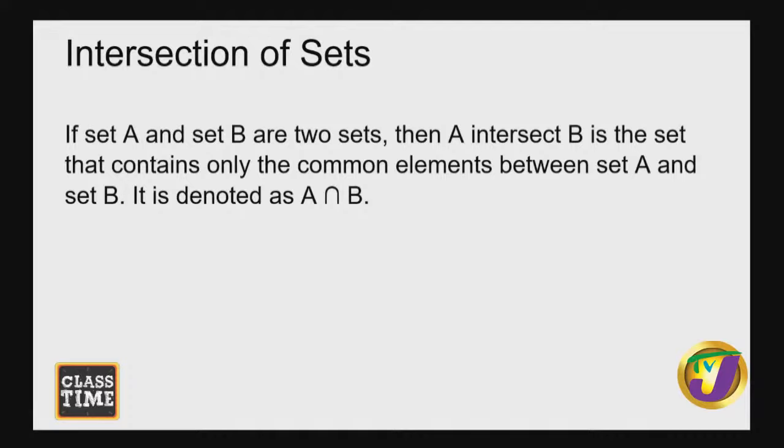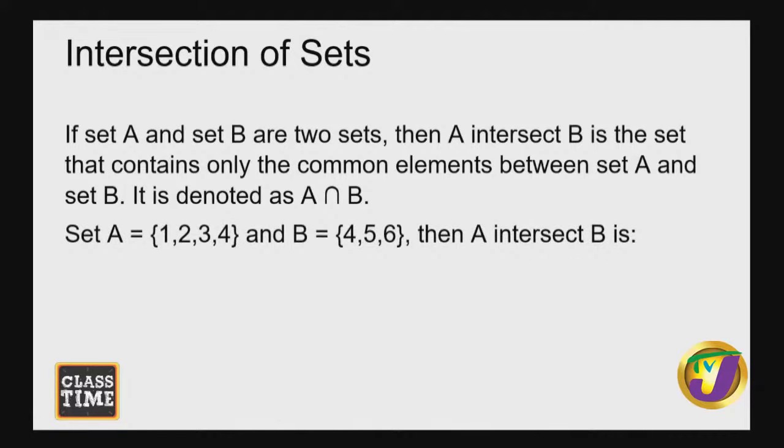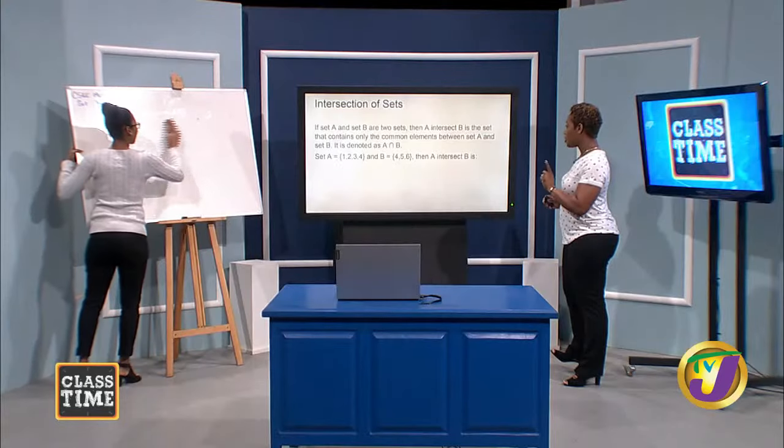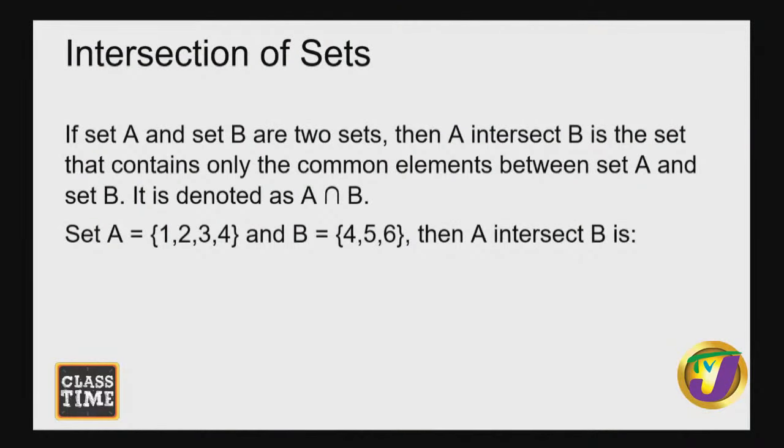Right. A intersect B. So let's see if we get what we just read. Set A is the set of 1, 2, 3, 4, and set B is the set of 4, 5, 6. Let me look at what you just told me. So A intersect B is a set that contains only the common elements between set A and set B. When you say common, you mean it's in set A and it's also in set B.